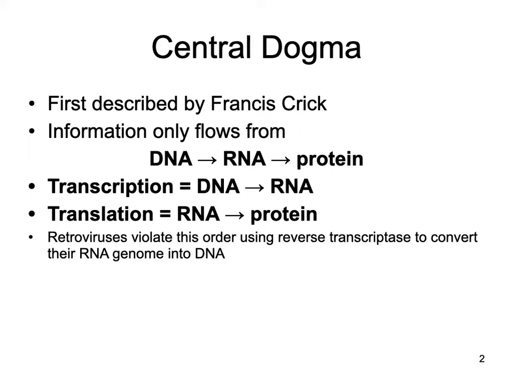There are retroviruses that violate this order. Retro meaning they go backwards, where it's RNA to DNA first. But as we've discussed in chapter 1, viruses are not considered to be alive, so this technically is not a violation for the living organisms.